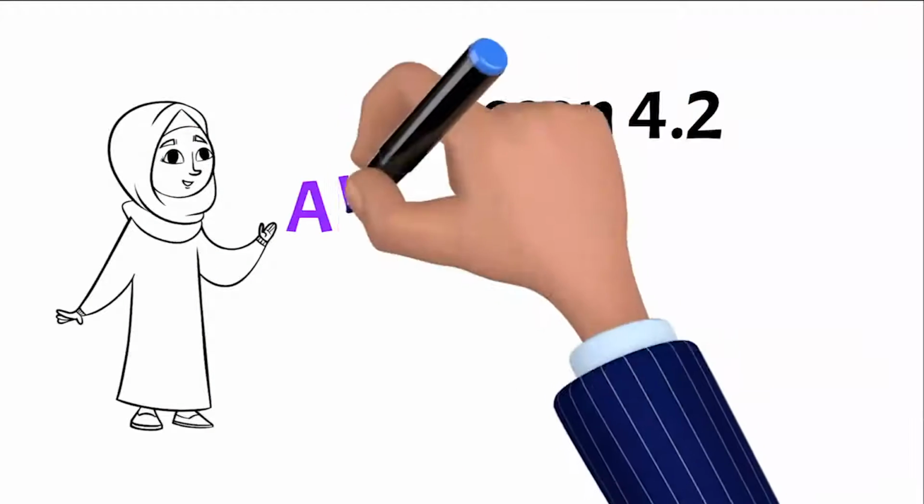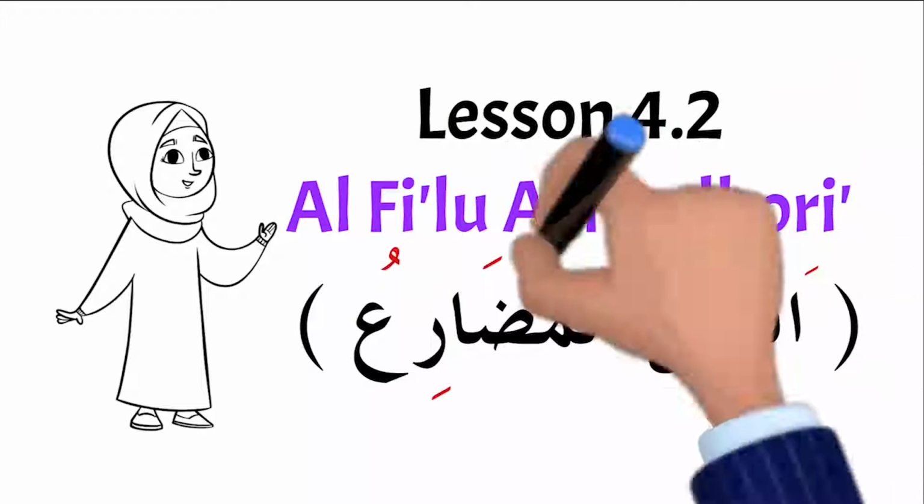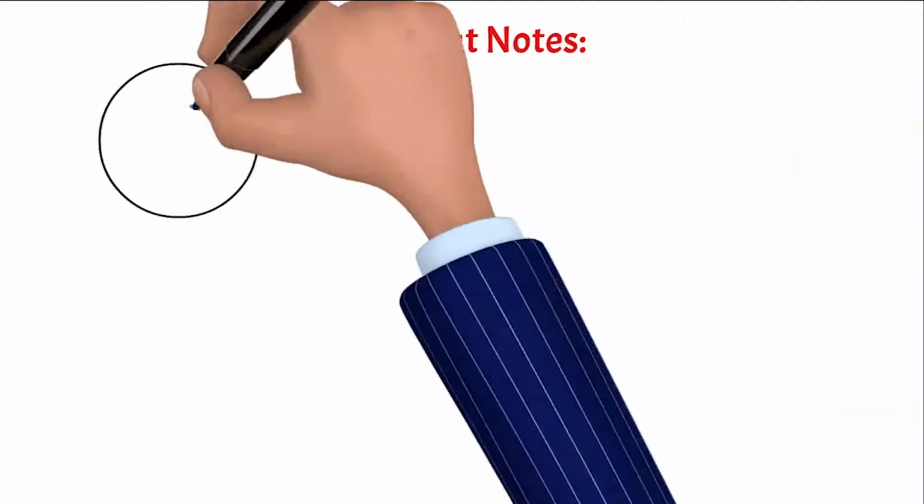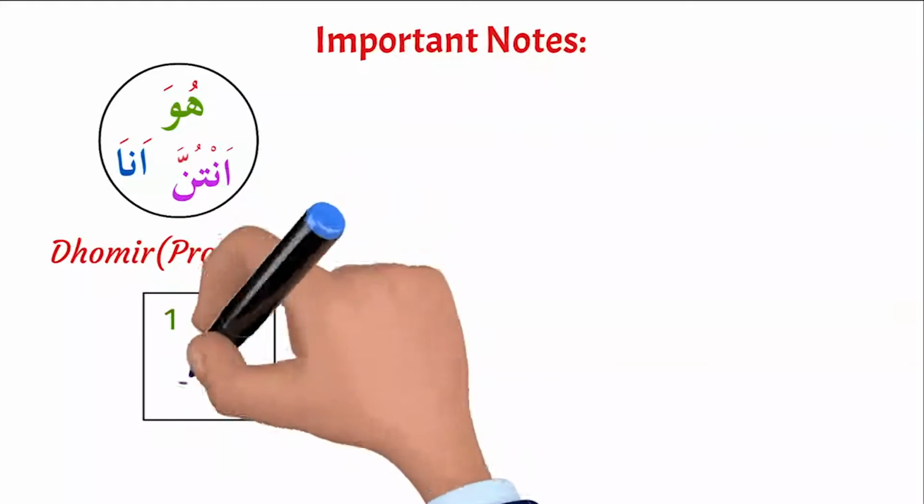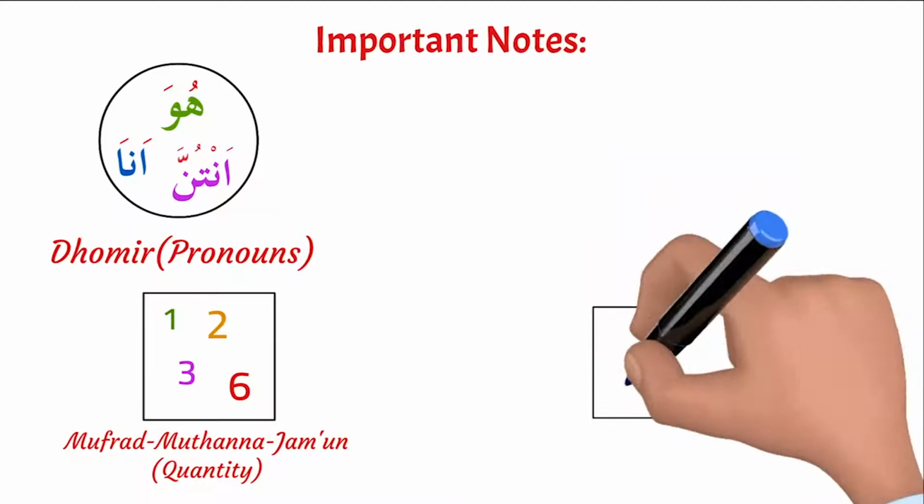Lesson 4.2 الفعل المضارع. Important to note, all الفعل will relate with dhamir pronouns. Quantity of 1, 2, 3 and more. مفرد مثنى جمع.